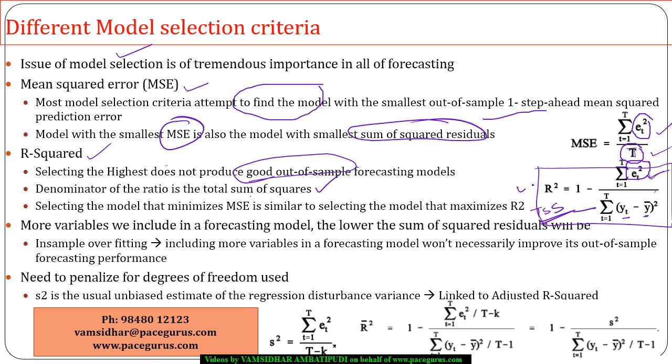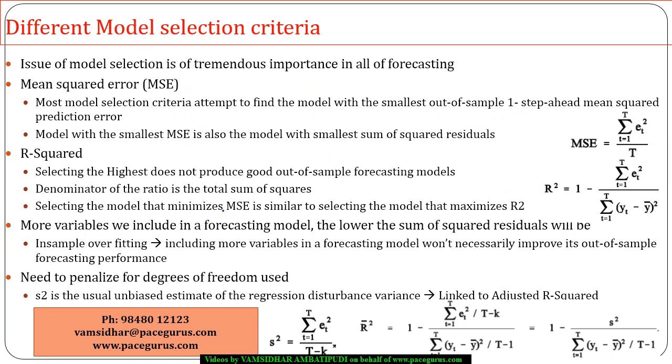So because of this relation, if I am selecting a model that is minimizing the mean squared error, internally it can be understood that this is the same model that will maximize the R squared value also.